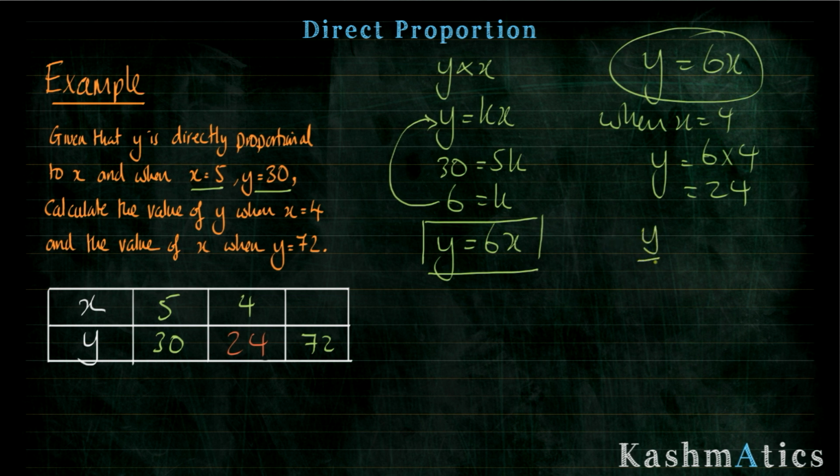So y divided by 6 is equal to x, and I know that when y is equal to 72, if I do 72 divided by 6, I'm going to get x. So 72 divided by 6 is 12, which means x is equal to 12. And I put that over here. So I've answered the question now.